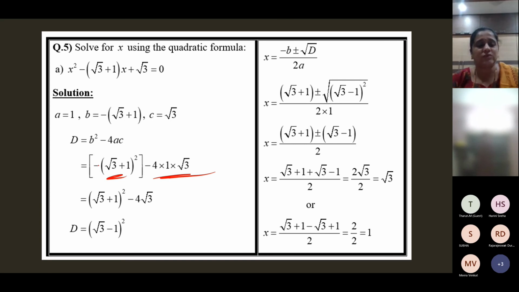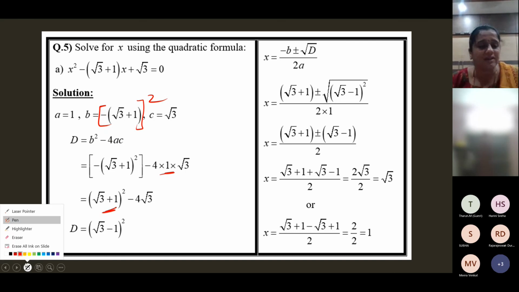So see here, B square minus 4AC. When you square this B, minus into minus is plus. So it is (root 3 plus 1) the whole square, and here minus 4AC is minus 4 root 3.